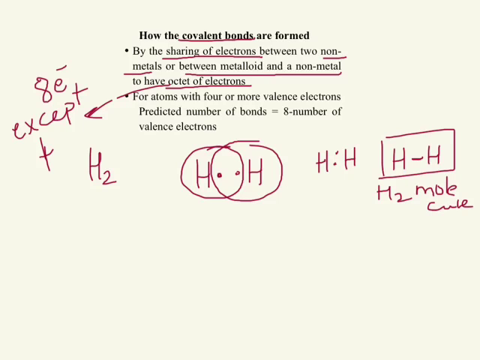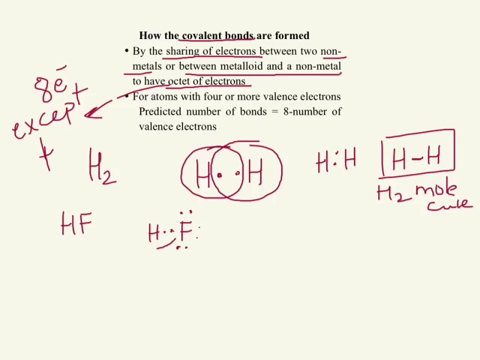Let's discuss one more, HF. Now in HF, hydrogen is a nonmetal, fluorine is a nonmetal. So what type of bonding will be between hydrogen and fluorine? Covalent bonding. Hydrogen in the first A group of the periodic table has 1 valence electron. Fluorine in the 7th A group of the periodic table has 7 valence electrons: 1, 2, 3, 4, 5, 6, 7. Now hydrogen needs 1 more electron to become stable, and fluorine needs 1 electron to be stable.